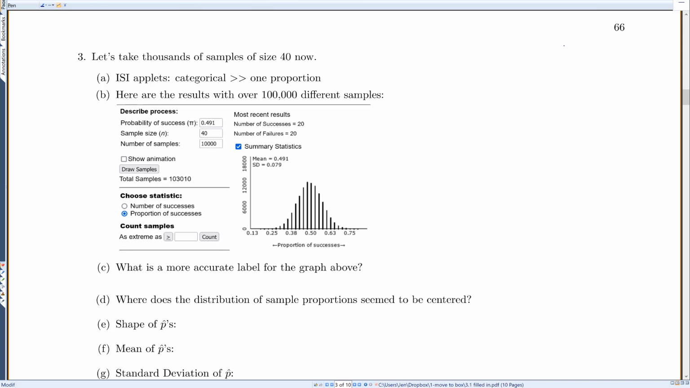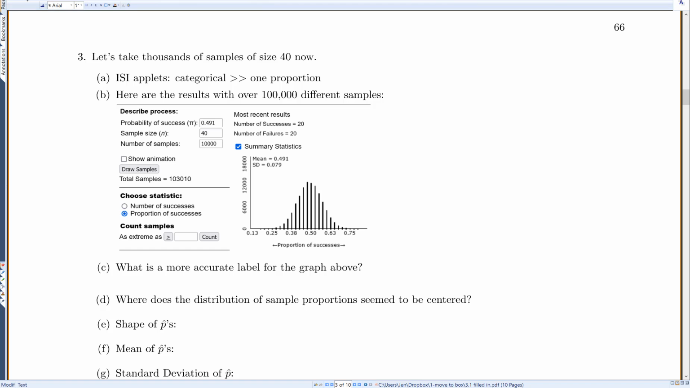So now I use the applet to take thousands of samples of size 40. I'm in the ISI applets, categorical, one proportion. I put in 0.419 for my probability of success. 40 is my sample size. I asked for 10,000 samples. And I did proportion of successes versus the count or the number of successes. And it gives me this nice graph. I click on summary statistics so I can see my mean and standard deviation. It tells me here are the proportion of successes.